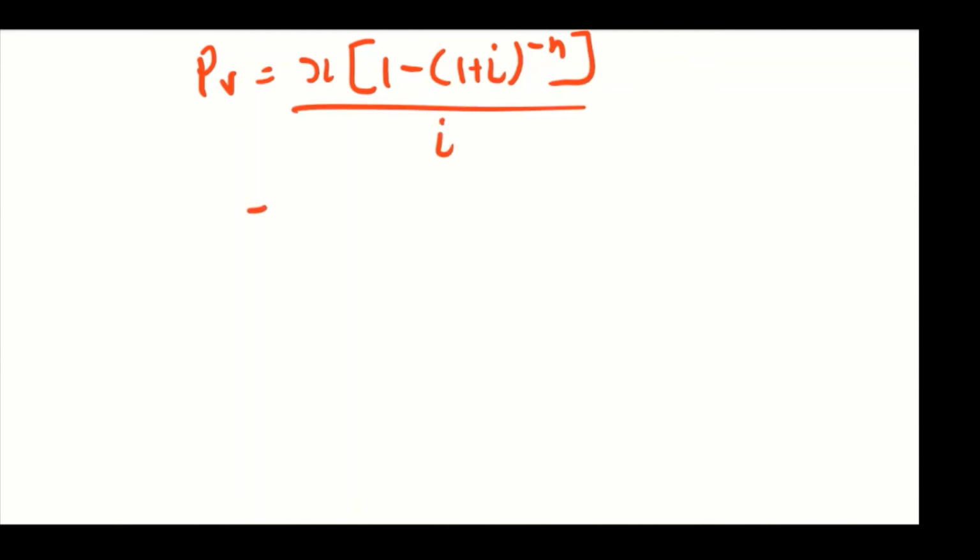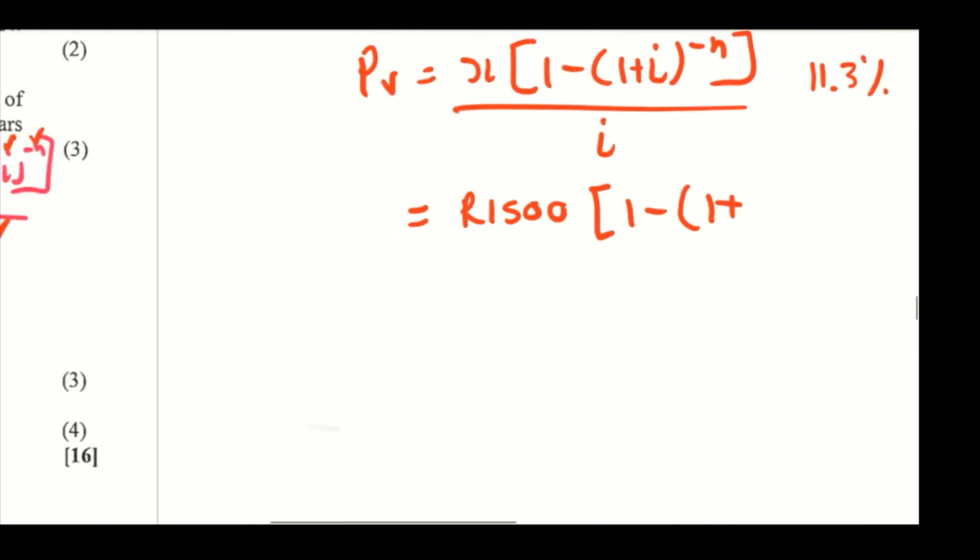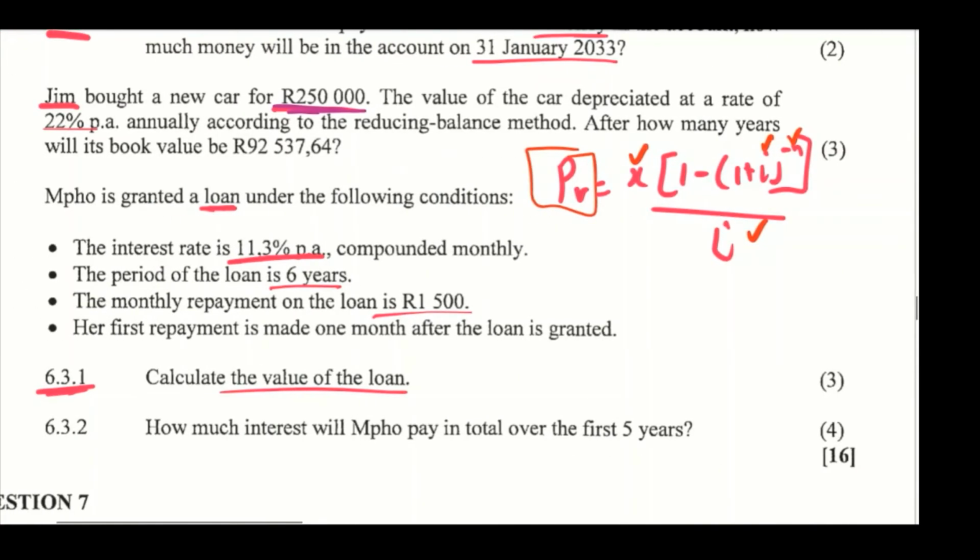So let's do that. PV is equal to x into 1 minus 1 plus i to the power of minus n, divided by i. We know the payment of 1,500 rand is made monthly. The interest rate is 11.3% compounded monthly. Let's just check to confirm everything. Yes, it's 11.3% compounded monthly and for a period of 6 years.